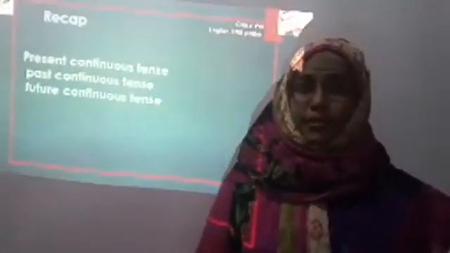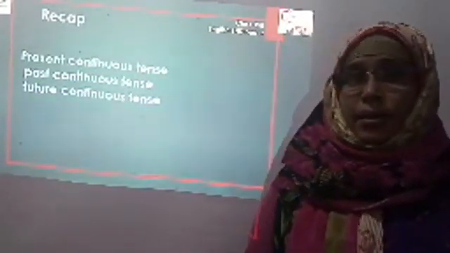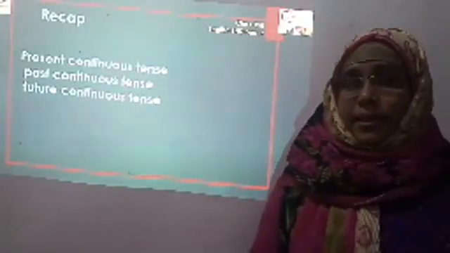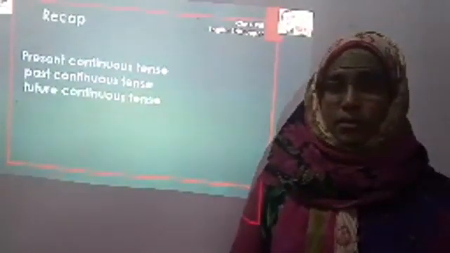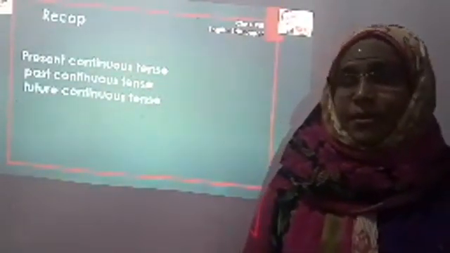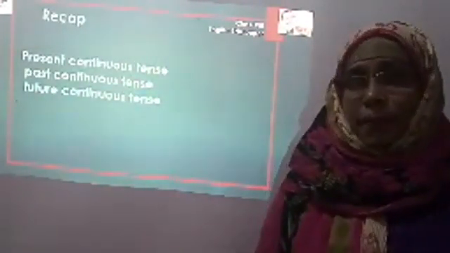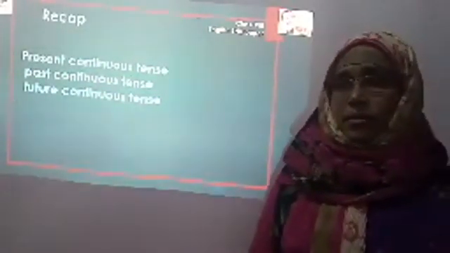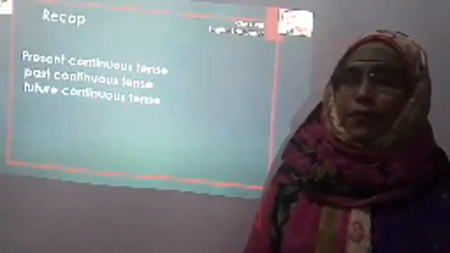Let's recap today's class. What we have learned: the continuous tenses, present continuous, past continuous, future continuous. Present continuous refers to the action going on at the present time, at the time of speaking. The past continuous, the action was going on in the past, at some point of past time. And the future continuous refers to the action that will be going on at a future time.